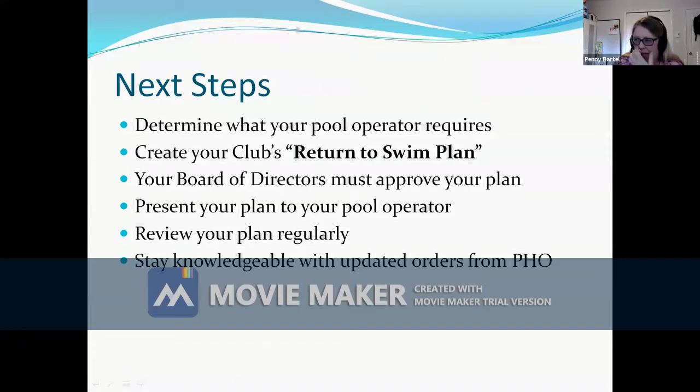So let's see if we can find a way for people to collaborate. If people have plans that they're willing to share, you can email them to me, and I'm going to try and come up with a platform. I don't know if my experts on the call have any info on that, but I'd be open to ideas. And then your board of directors must approve your plan. That's the only level of approval: your board of directors. Present your plan to your pool operator, and make sure you review your plan regularly and that it's up to date on all the PHO orders, etc.